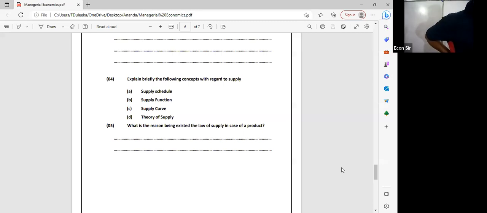What is the reason being existed the law of supply in case of a product? Why does the law of supply exist in relation to a product? Why is the supply quantity increased when the price rises? What is the reason? Write it.